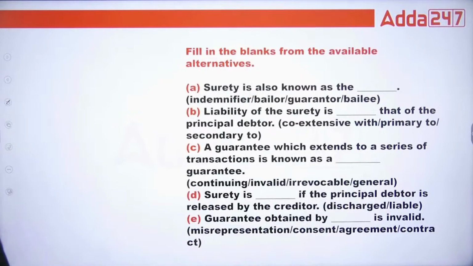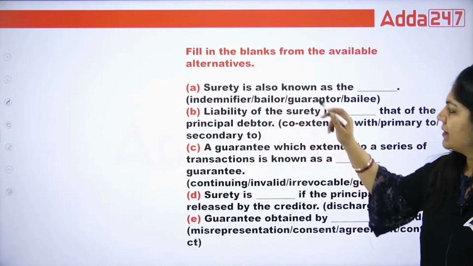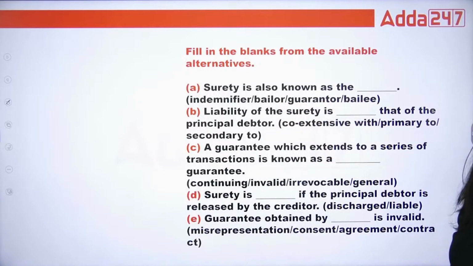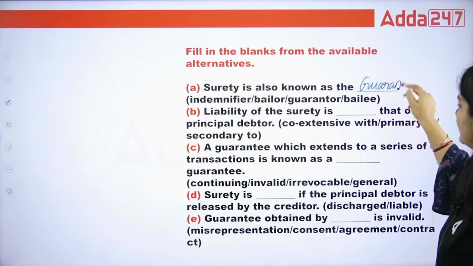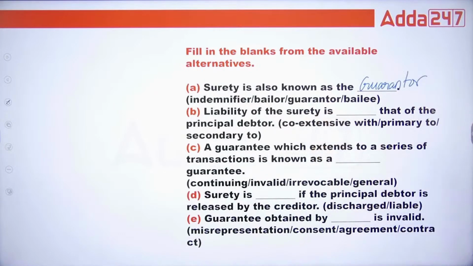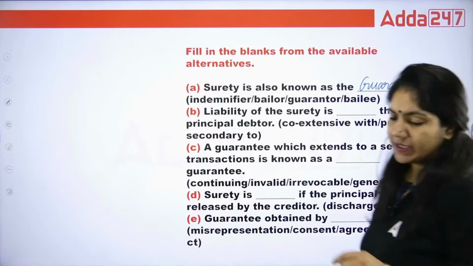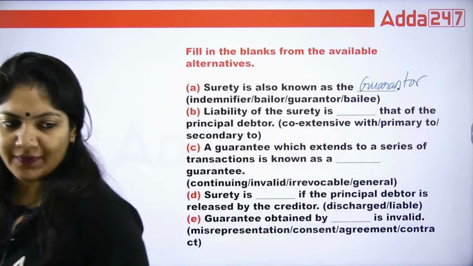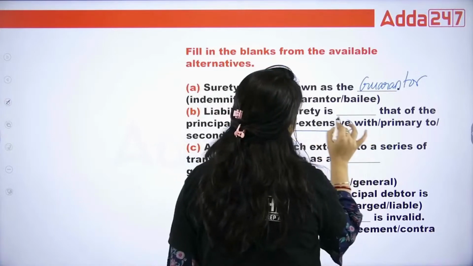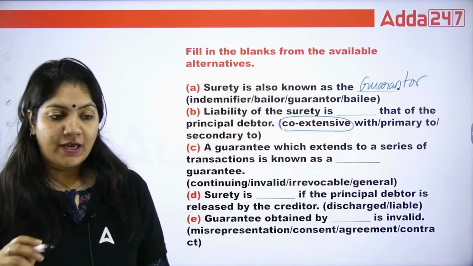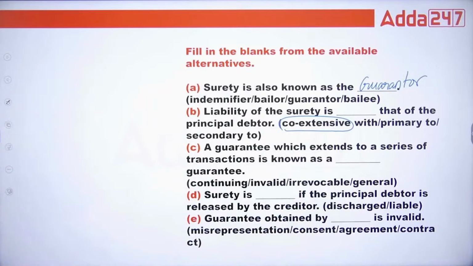Next, fill in the blanks. Surety is also known as what? Tell me, guys. Indemnifier, bailer, guarantor or bailee. As you know, surety is the guarantor. The liability of the surety is dash of the principal debtor. Coextensive, primary, or secondary. Many students will say secondary, if I am not wrong, but the right answer will be coextensive. Why, class? Because this word has been given in the Indian Contract Act and we have to follow the law of that act. So for point B, coextensive is the right answer.